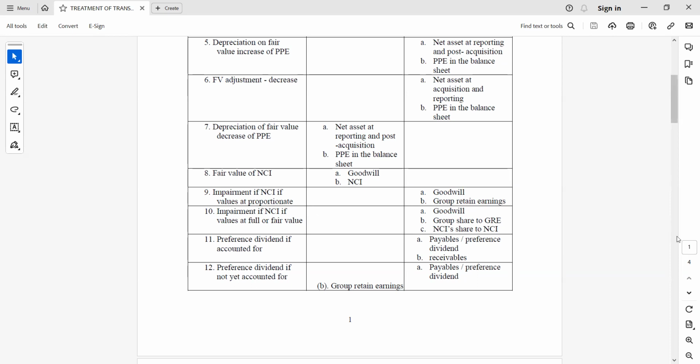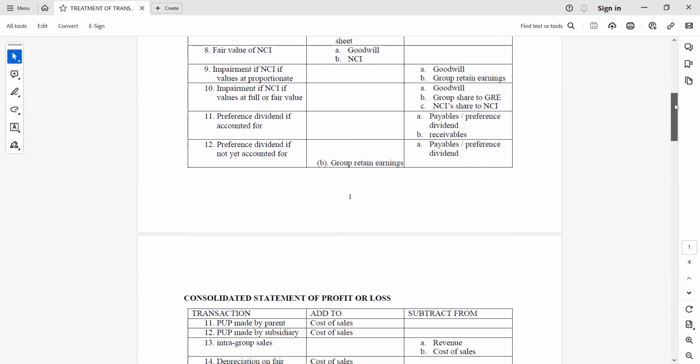Then sometimes in the question, you will get preference dividend as part of your additional information. So when there's a preference dividend, this is what you look out for. If the question tells you that the preference dividend is accounted for, then it means that you are going to subtract it from payables or preference dividend, and then you also subtract it from receivables. But where it tells you that the preference dividend is yet to be accounted for, in that case, we'll add it to our group retained earnings, and then we subtract from our payables or preference dividend. So let's take note.